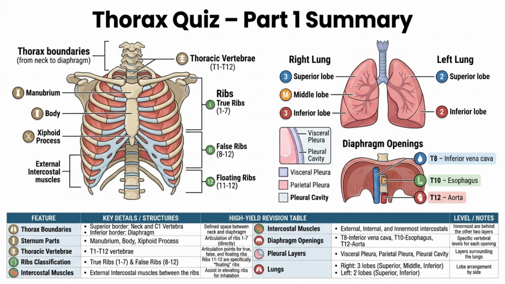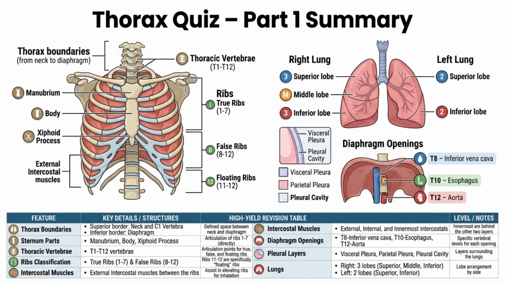So we have completed part 1 of our thoracic quiz. In this section, we have covered the definition and boundaries of the thorax, the thoracic cage, rib classification, the external intercostal muscles, the parts of the sternum, the major openings of the diaphragm, the pleural layers, and the basic anatomy of the lungs. Take a moment to review these key concepts as they form the foundation for understanding thoracic anatomy.